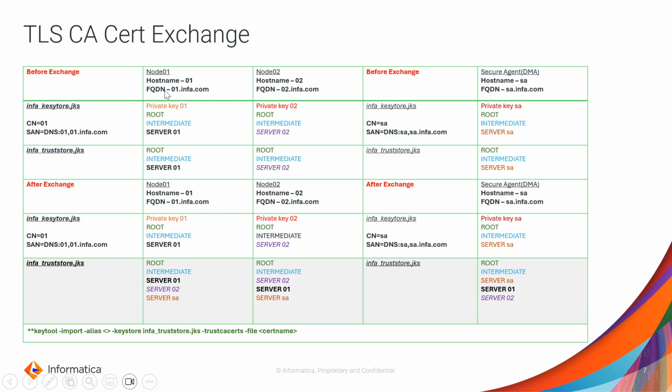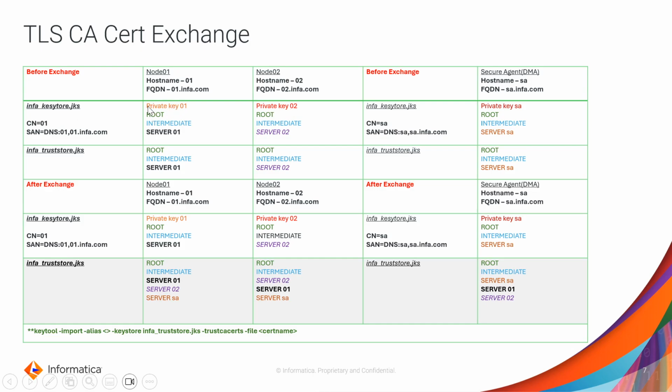Node 1 will have its own infa keystore JKS, node 2 will have its own infa keystore JKS and infa truststore JKS. Similarly, secure agent will have its own keystore and truststore JKS file. Now what is the content of node 01 infa keystore.jks?